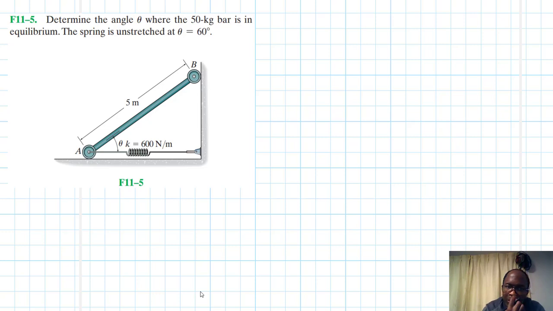The problem reads: determine the angle theta where the 50 kg bar is in equilibrium. The spring is unstretched at theta equal to 60 degrees. This problem is coming from the Engineering Mechanics Statics textbook, 13th edition by R.C. Hibbeler. We are going to solve this particular problem by using the virtual work method.